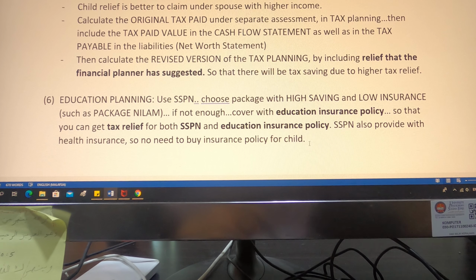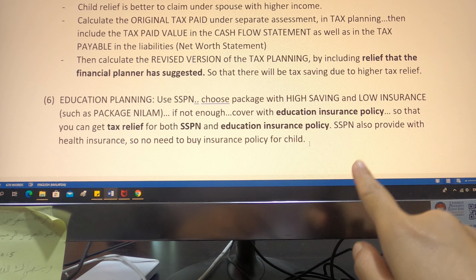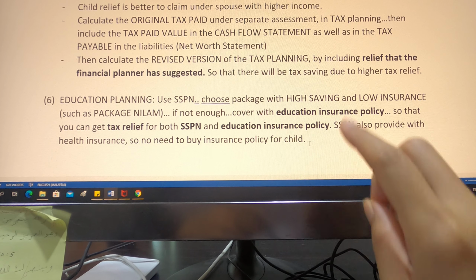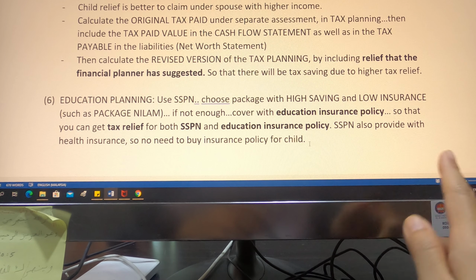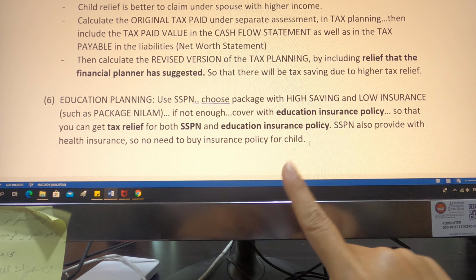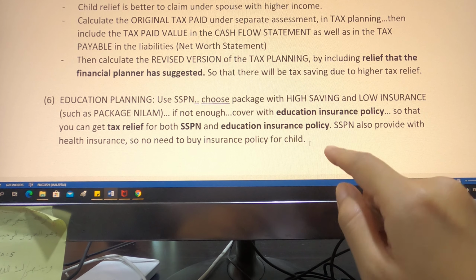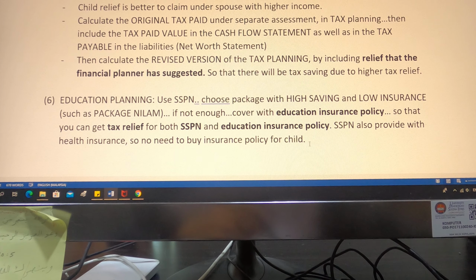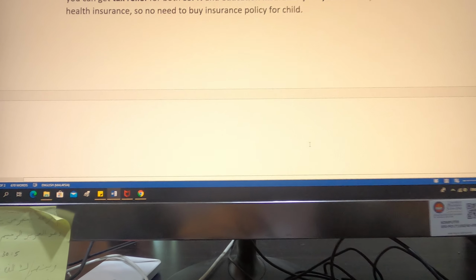All right, so you have to be careful. For example, in this case we are talking about education, but it's also related to insurance. So you have to take note of this, where the recommendation is not only in education, but you also need to put some information in the education insurance policy as well.